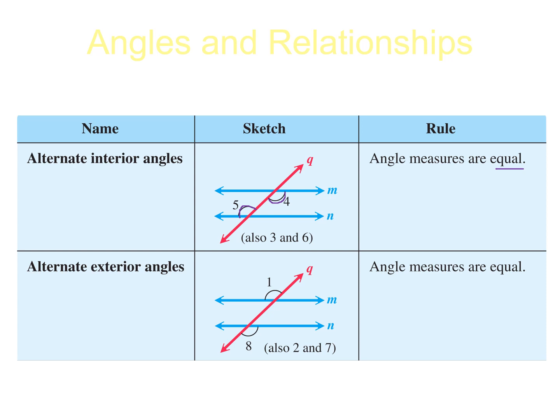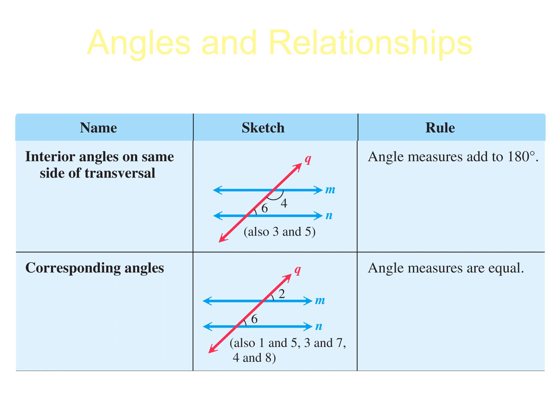Alternate exterior angles occur outside of the two parallel lines, not interior to them, and those angles are also equal. Interior angles on the same side of a transversal, so this angle 4 and this angle 6, add up to 180. Corresponding angles are in the same relative position from the transversal and line N and the transversal and line M. Those are equal.